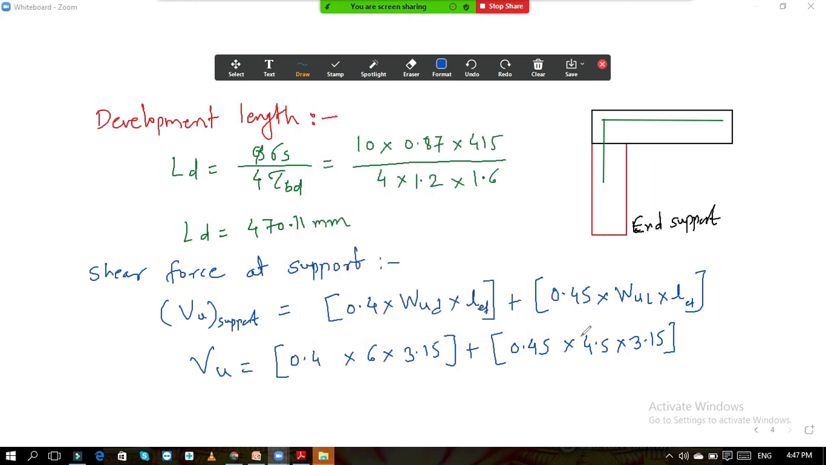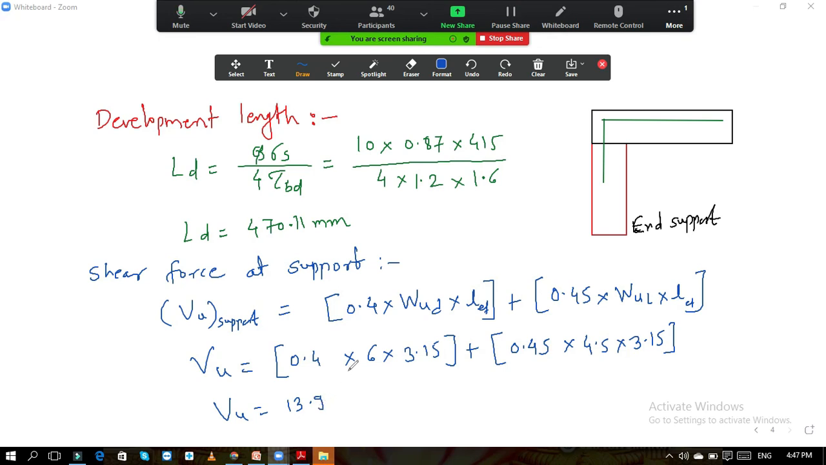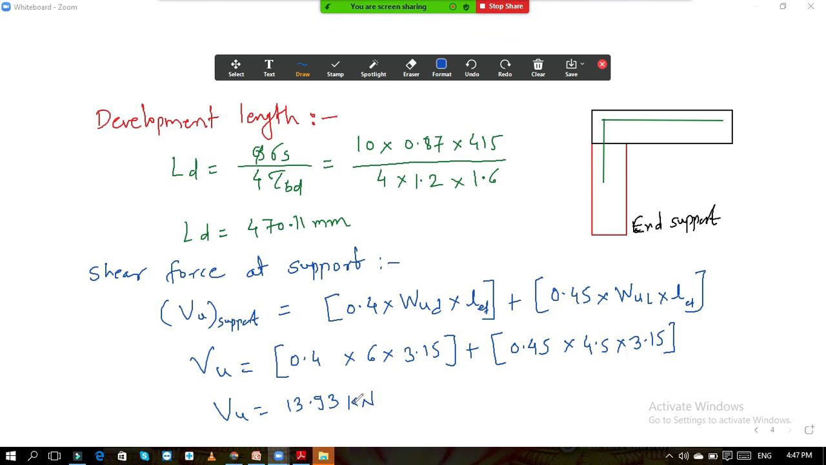13.93. Okay, so see, we are getting different values. So at support the shear force is 13.93 kilonewton, and the maximum shear force was 19 point something. Okay, so after the calculation of shear force at support, we will calculate the value of M1. M1 is equal to Mu by 2. So Mu is the maximum bending moment and it is 10.91 or something divided by 2. So what is the answer?